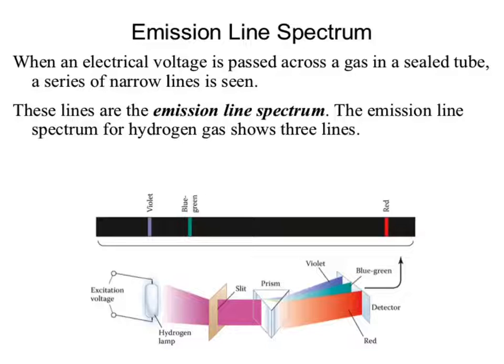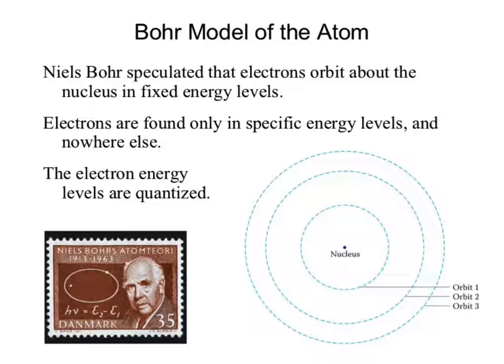The purple one, was that a really big jump or a small one? That was a big one because violet was higher in energy. So we're looking at a very large jump back down. The red one would be a very, very small one.